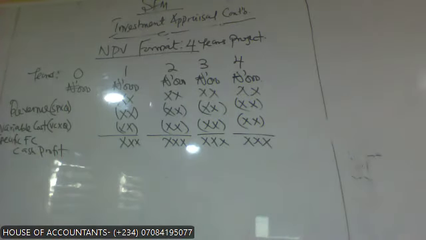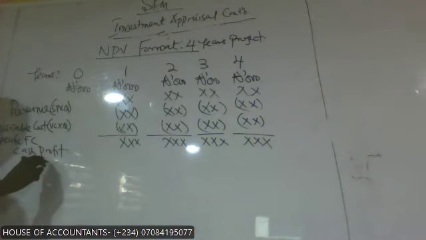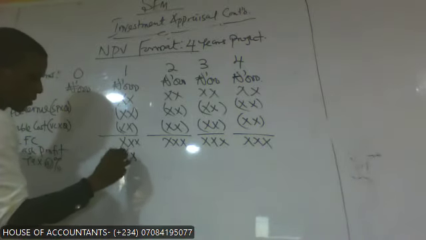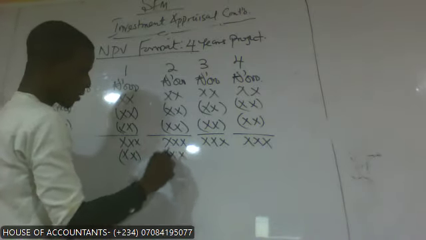After getting your cash profit, we said immediately you get profits, you need to determine your tax. Tax at a particular percentage. So determine your tax. Tax is an outflow, put it in brackets.